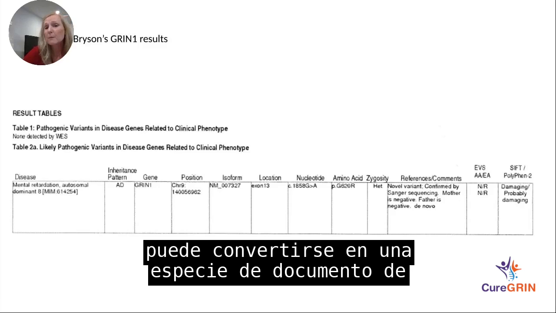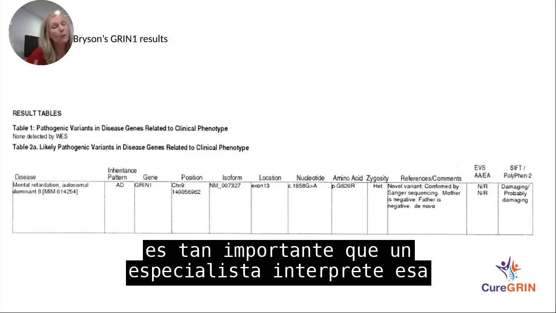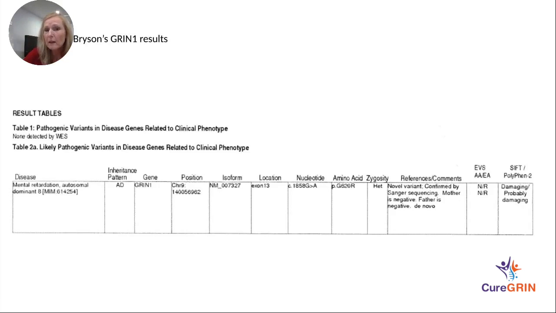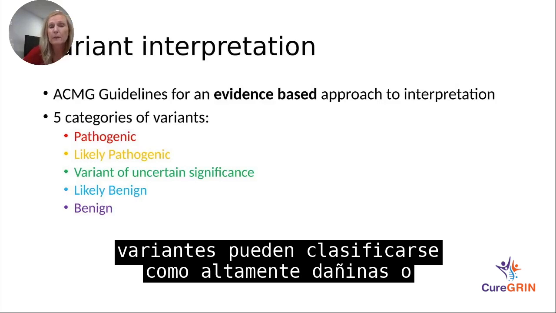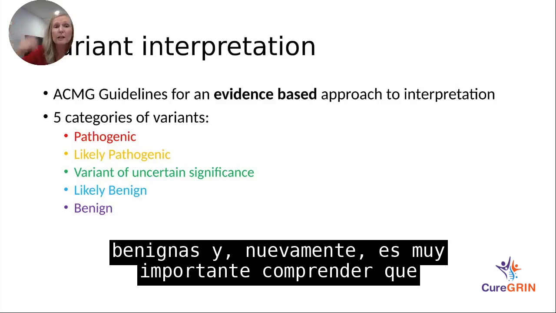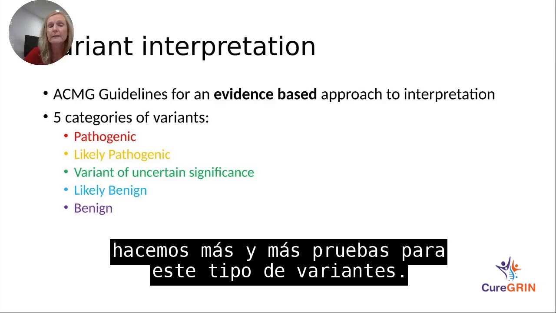And so it can become sort of like a living, breathing document that can change over time, and that's why it's so important to have a specialist interpret that information. Basically, what I was saying before is that these variants can be classified as highly damaging or benign. And again, it's very important to understand that these can change over time with new evidence as we do more and more testing for these types of variants.